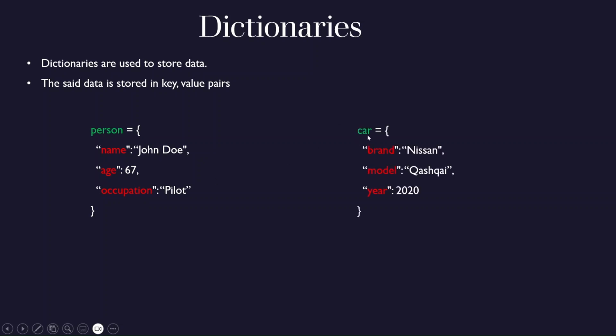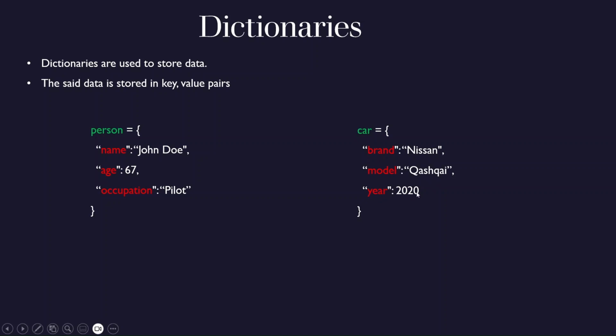Then we have another dictionary, which is a car. So the car variable, the equal to sign, and then the curly brackets. Then we have the brand, which is the key, and the value is Nissan. Then we have another key, model, and the value is Qashqai. And then the year key, with the value being 2020.